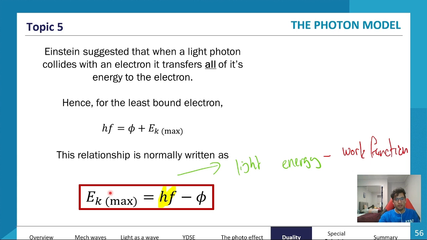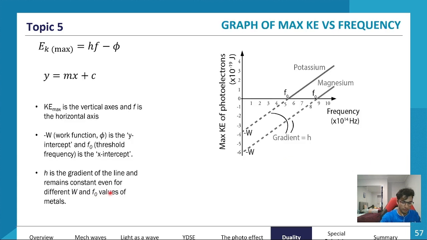What you can do is graph this. Essentially, it's just a linear line, y equals mx plus c. Instead of m, we have h, which is our constant, and instead of x, we have frequency. Because the gradient is always the same, when you graph out the energy, the lines are always going to be parallel. In this case, we have potassium and we have magnesium.